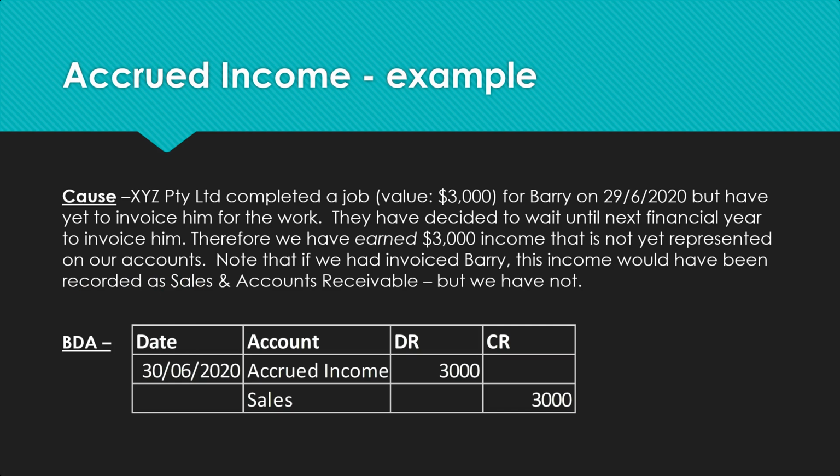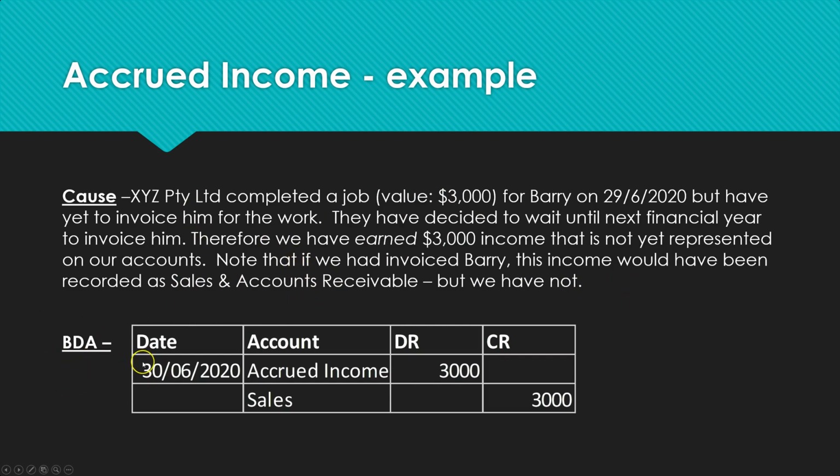As soon as we send that invoice, we're going to record accounts receivable, debit to increase, and then we'll have sales on the credit side, increasing our revenue. In this case, though, we have not invoiced them, which means we don't have anything in our system at this point. Right, so there's the cause.